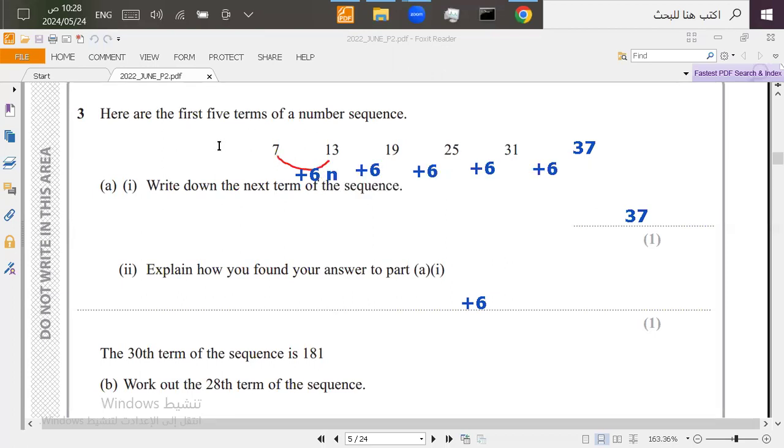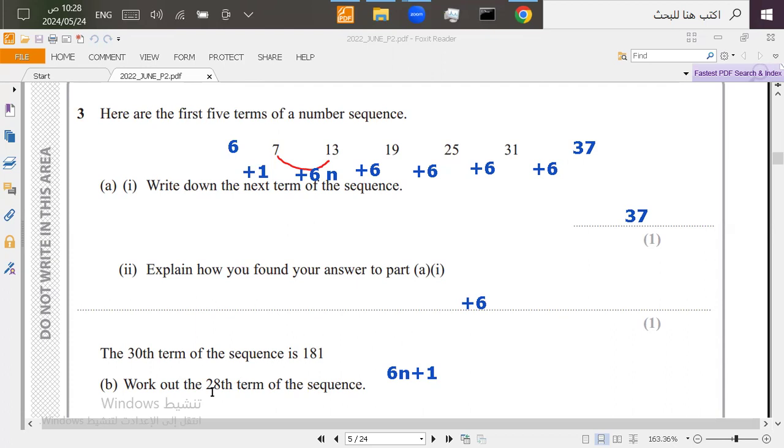Now we put the 6 here. How did the 6 become 7? Very good, by adding 1. So the nth term will be 6n plus 1. This is the nth term of the sequence. You can find it using a1 plus dn minus d, same idea. Or you can subtract 12 from here, same idea.